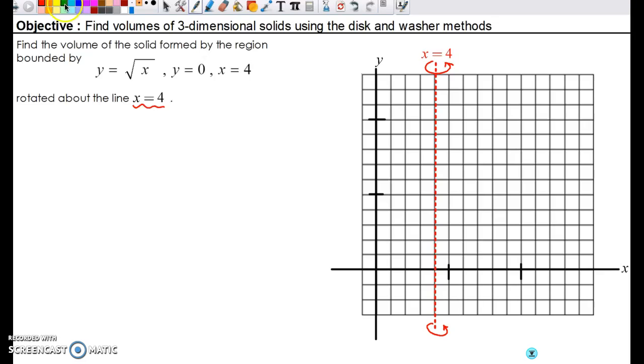So now we have to plot this thing. First, I'm going to bound it with y equals the square root of x. If I plot this, the square root of 0 is 0, square root of 1 is 1, square root of 4 is 2, and that's basically good enough for now. I know that this function does continue past those x values, but that's one of the boundaries. The second boundary is y equals 0, which is, of course, the x-axis. And finally, the last boundary is x equals 4, which is already plotted. So the area that I'm going to rotate is right in here, bounded by those three lines.